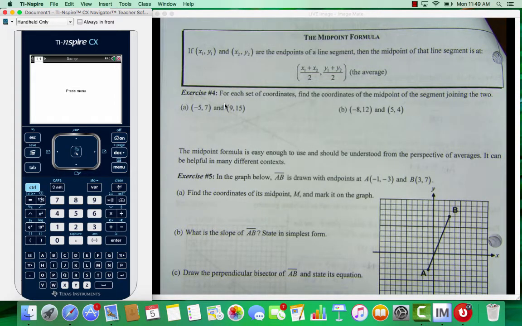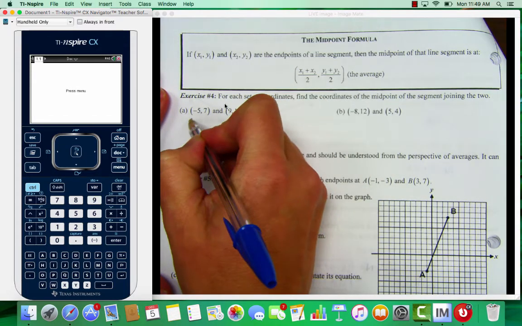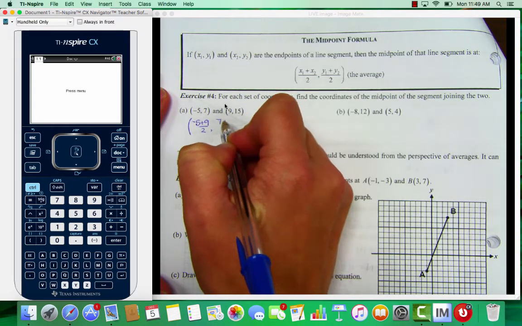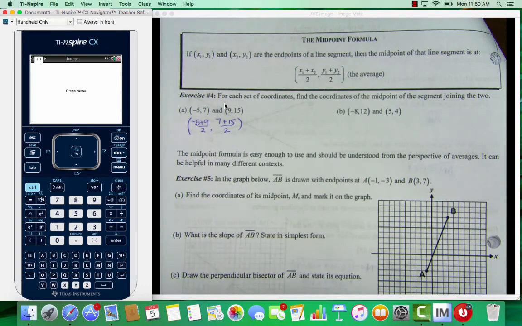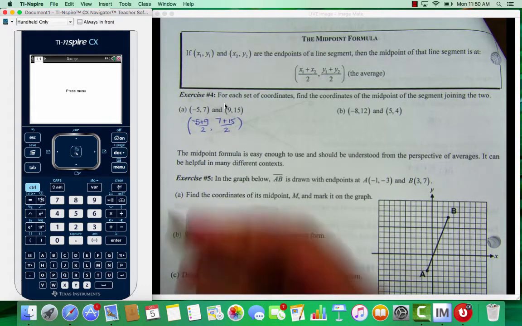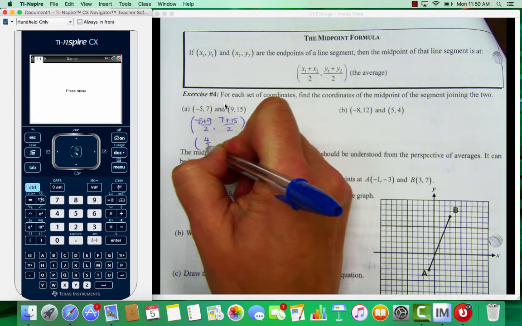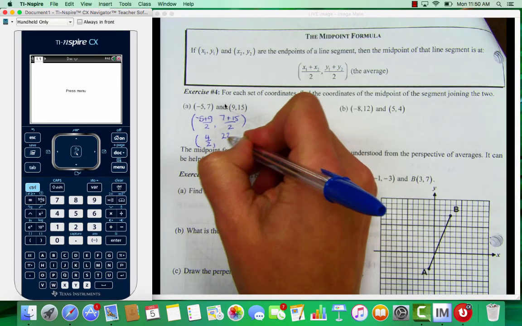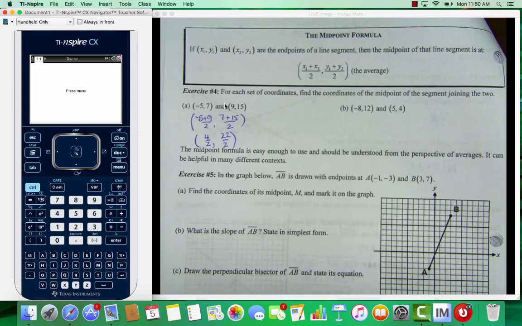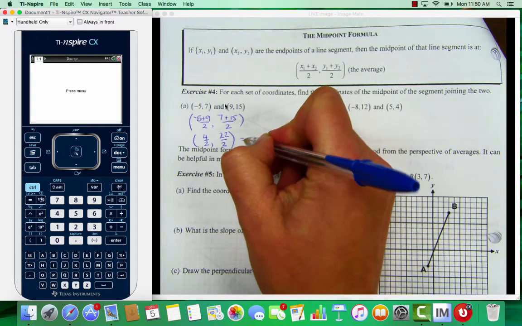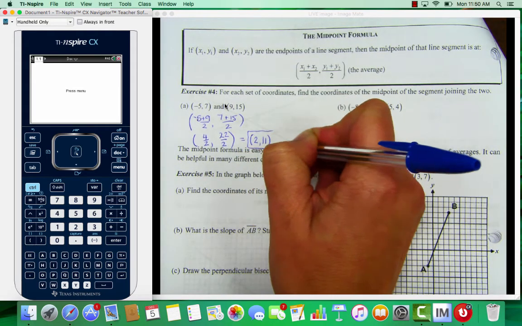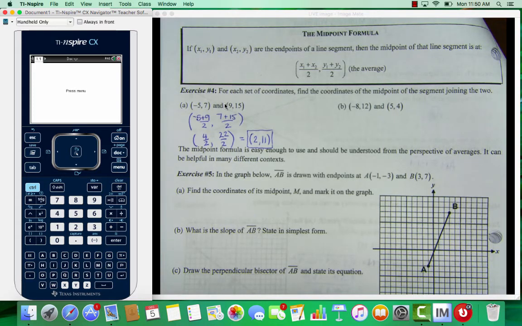So in the next exercise, we have 2 points and we want to go ahead and find the coordinates of the midpoint. So for the midpoint for this one, I'm going to add my x values together and divide by 2, and then I'll add my y values together and divide by 2. And so now I have negative 5 plus 9, which is going to be 4, and divide by 2. And then 7 plus 15 is going to give me 22, and then I'll divide by 2. So if we simplify that, 4 divided by 2 is 2, and 22 divided by 2 is 11, and so (2, 11) would be the coordinates of the midpoint of that segment.